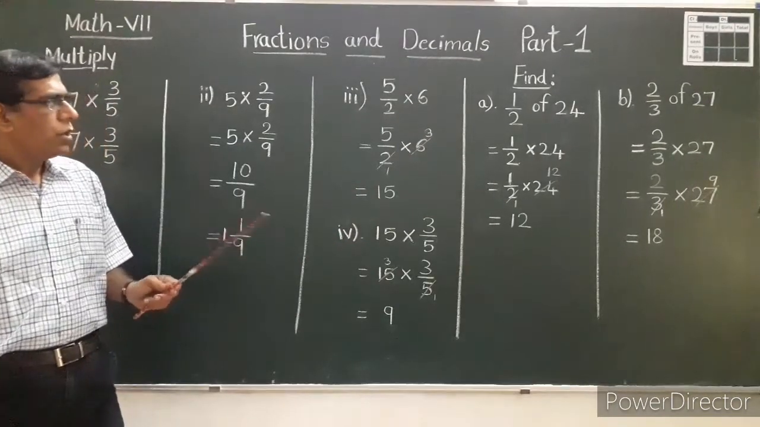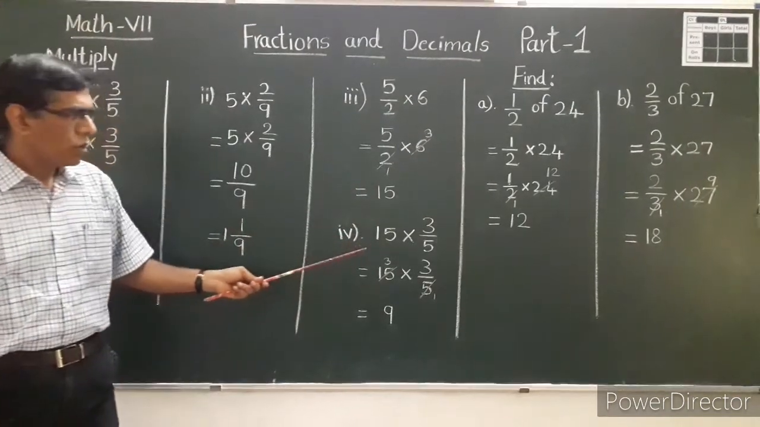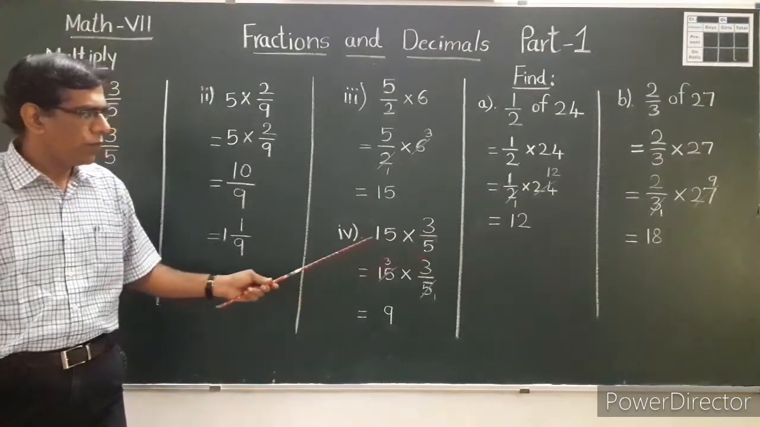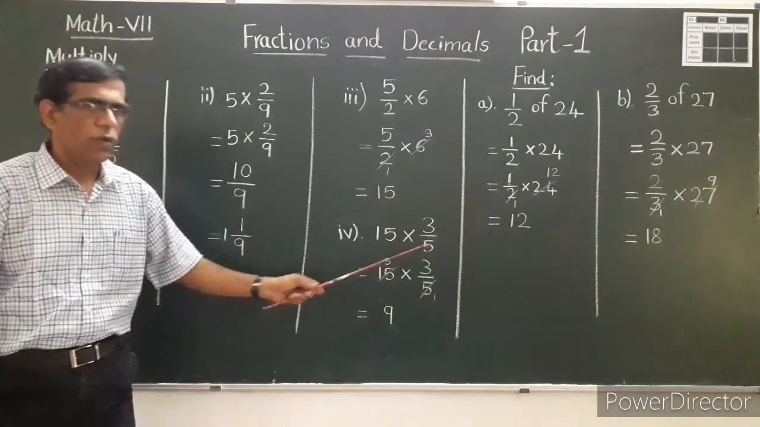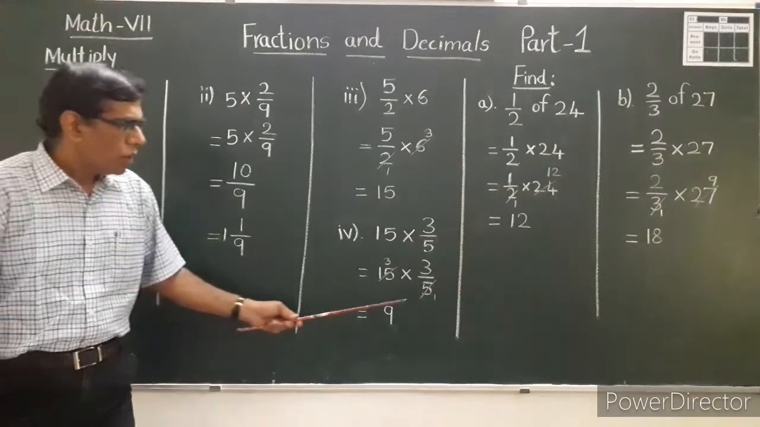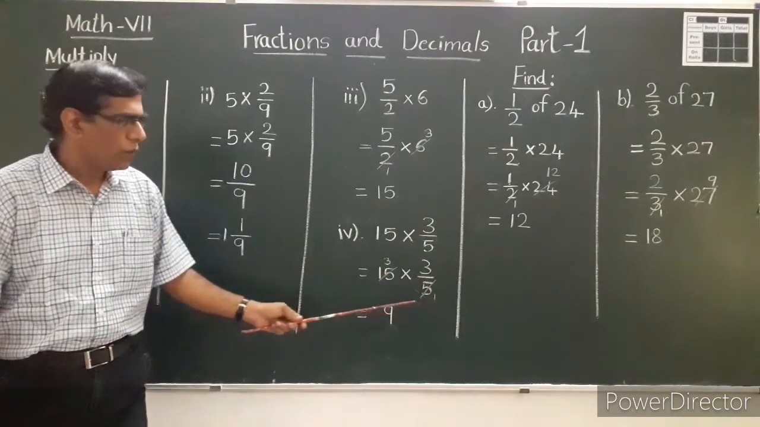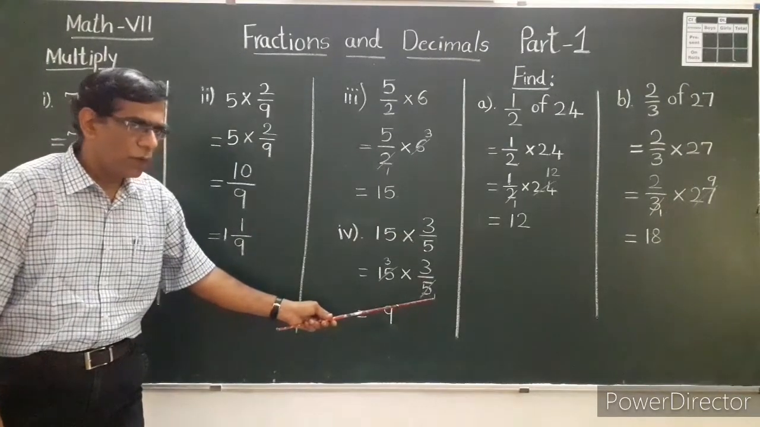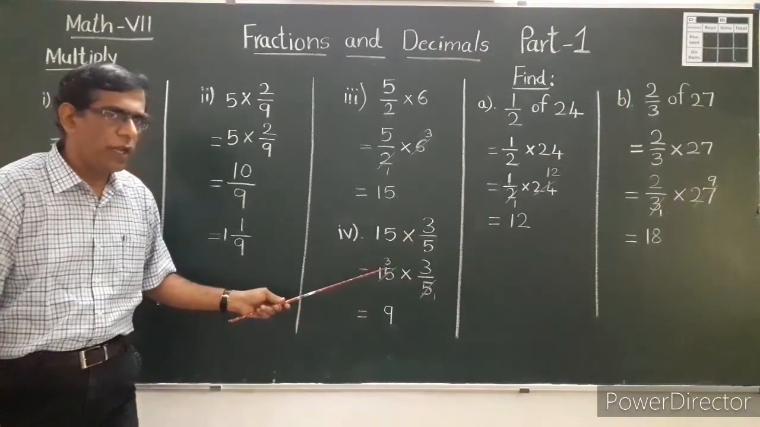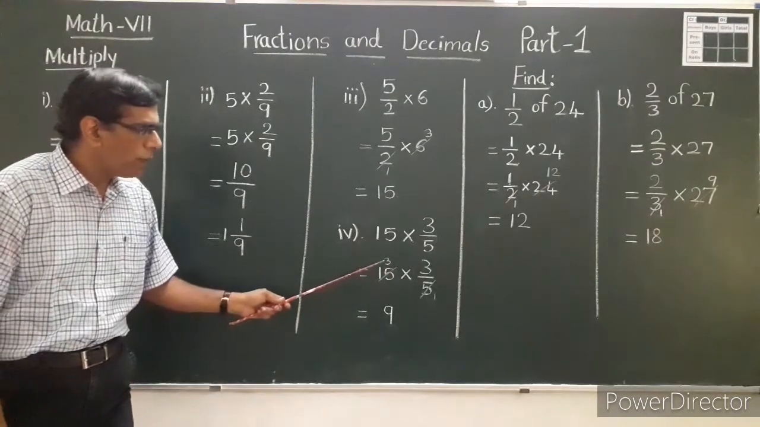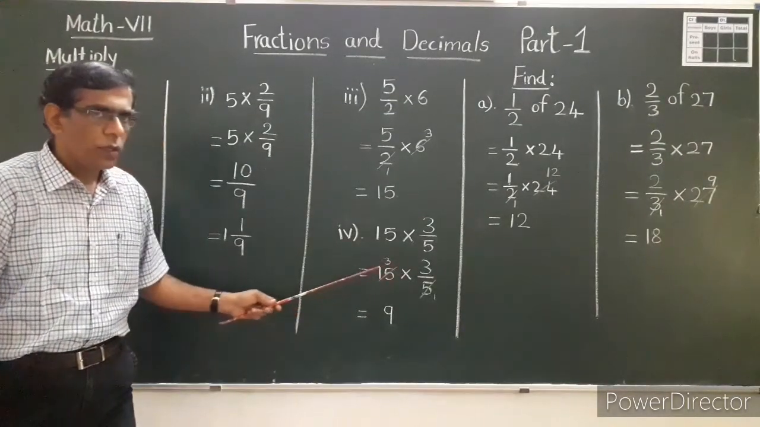Okay. So one more example. 15 into 3 by 5. Here also I will cancel 15 from 5. So 5 ones are 5, 5 threes are 15. Now I multiply these two numbers.